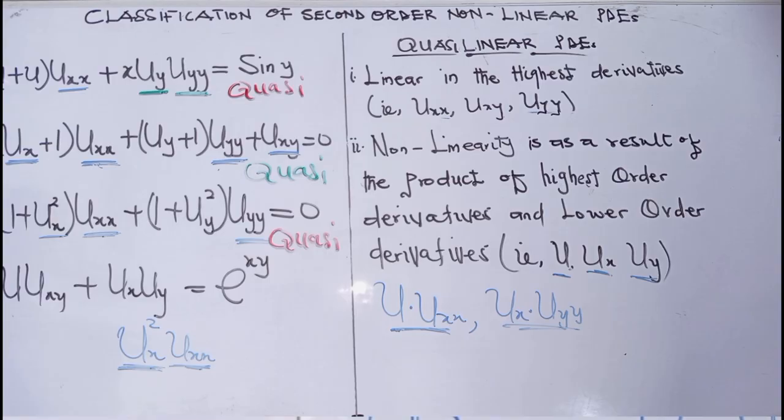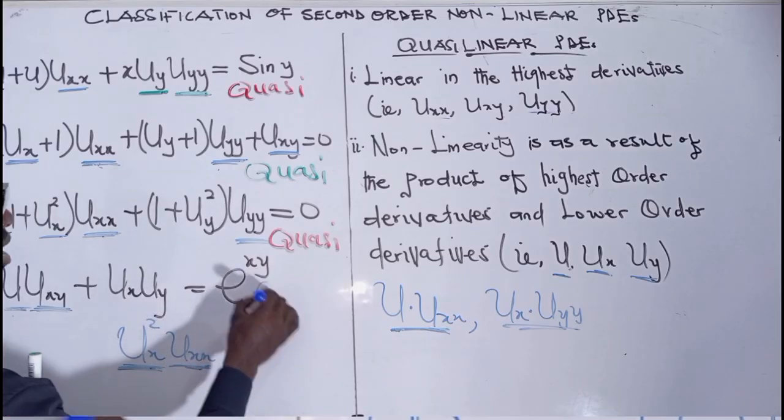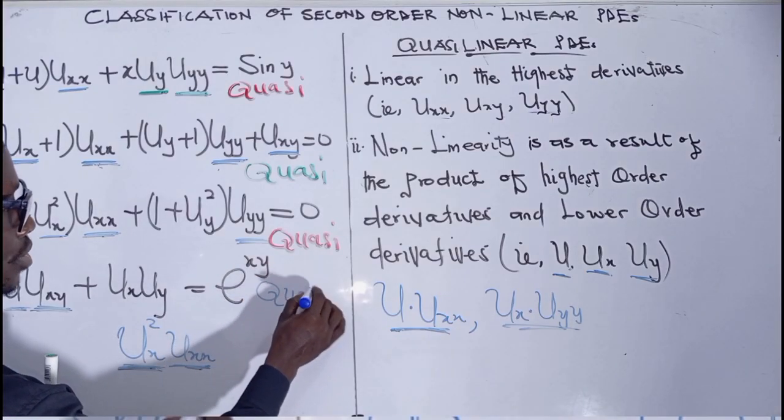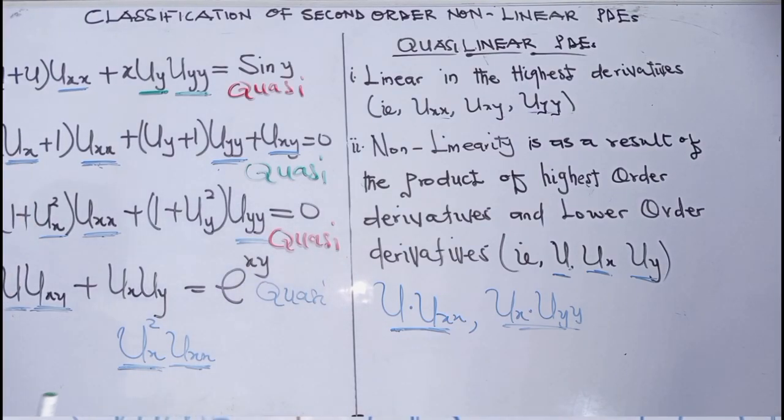So let's look at the last one. First we are going to identify our highest derivative, and this is U_xy. You can see that this highest derivative is multiplying a lower order derivative or the dependent variable. And whenever you see this, that PDE becomes what? A quasi-linear PDE. Very, very easy and simple.